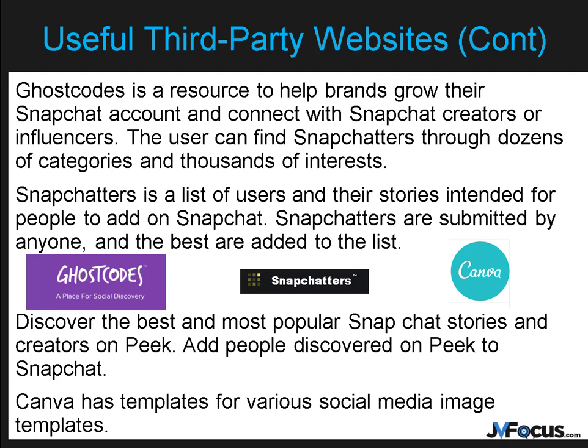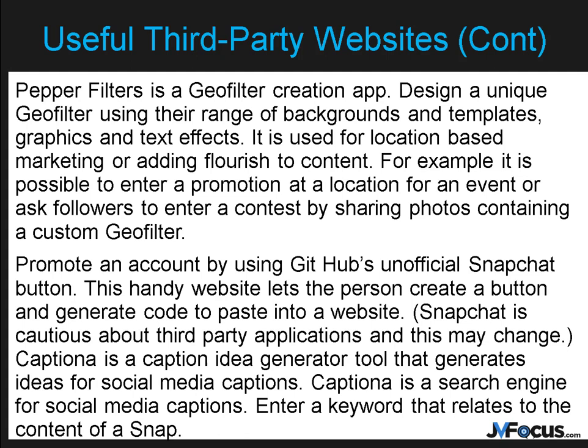Canva has templates for various social media image templates. Pepper Filters is a geofilter creation app. Design a unique geofilter using their range of backgrounds and templates, graphics and text effects. It is used for location-based marketing or adding flourish to content. For example, it is possible to enter a promotion at a location for an event or ask followers to enter a contest by sharing photos containing a custom geofilter.